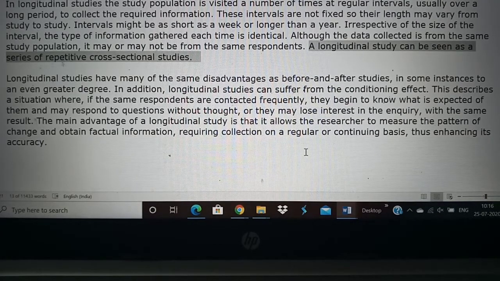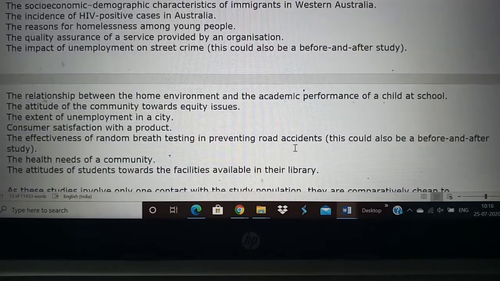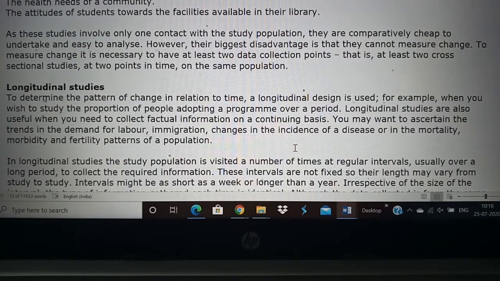So I hope you understood the difference between a cross-sectional study and a longitudinal study. Simply saying, in a cross-sectional study, you take the study population, you study a particular aspect or intervention, and then you write a paper. Okay, so the advantage is it's cost effective. The disadvantage is you do the study only once and there is no data at two different points of time for you to compare. Okay, so measurement of change is impossible.